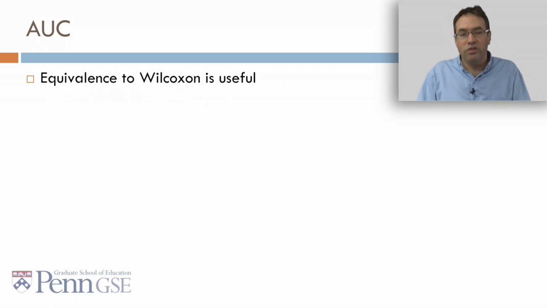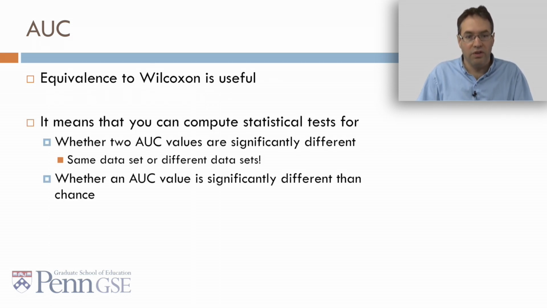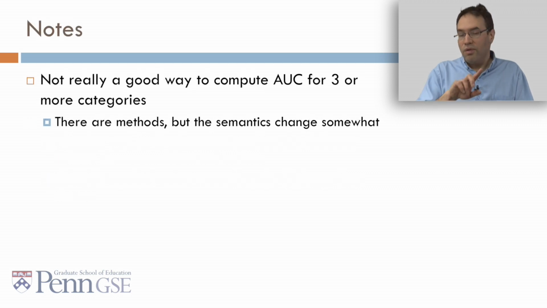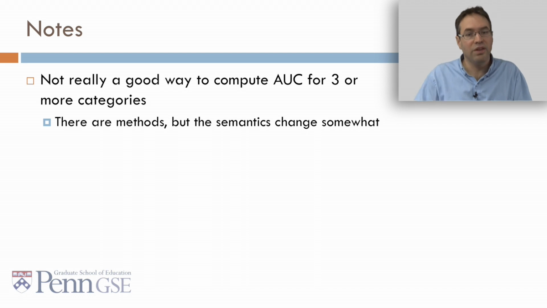The equivalence to Wilcoxon is useful for another reason, because it means that you can compute statistical tests, first of all, for whether two AUC values are significantly different from each other. That's true on the same data set or even on different data sets, and whether an AUC value is significantly different than chance. I should note, however, that there's not really a good way to compute AUC for 3 or more categories. There are methods, Hand and Till has a paper on this, but the semantics change a little bit.